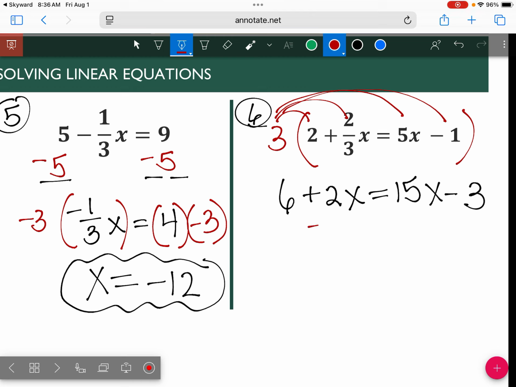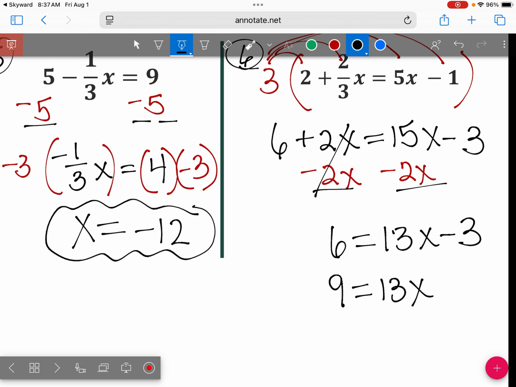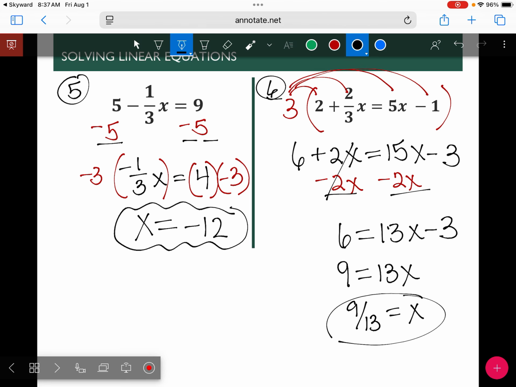I think I would subtract 2x. But you could also subtract 15x. So 6 equals 13x minus 3. And then I'm going to add the 3, which gives me a 9. And then lastly, divide by 13. So 9/13 is my answer. All right, I'm going to work that out a second way too.